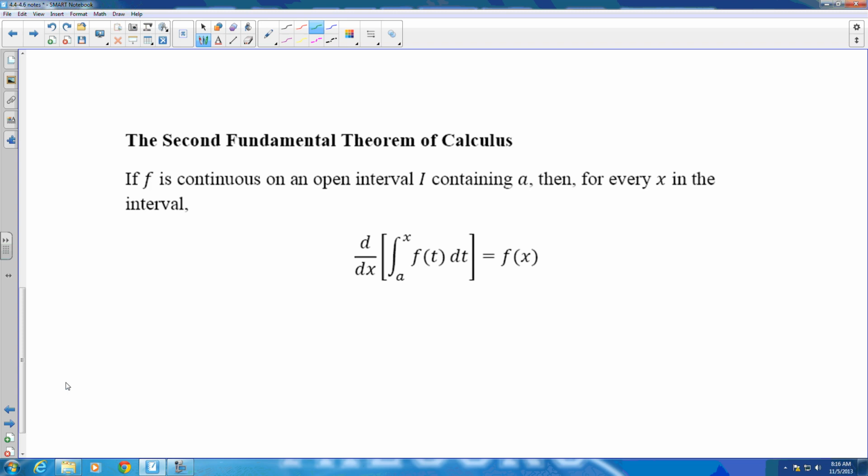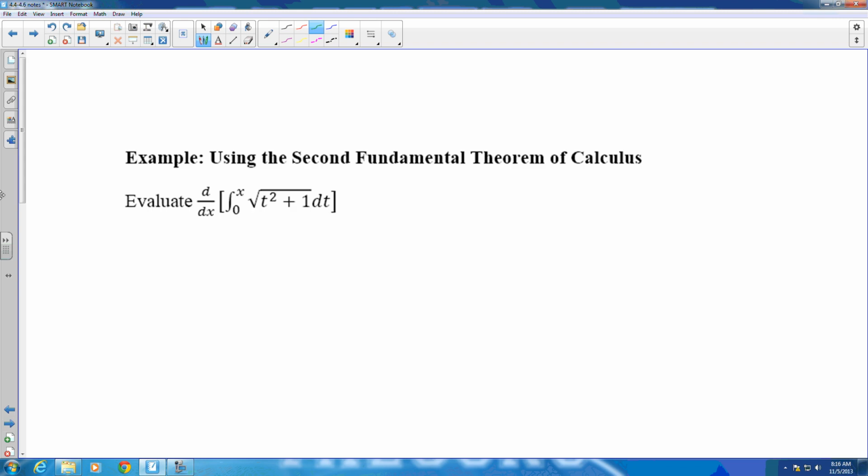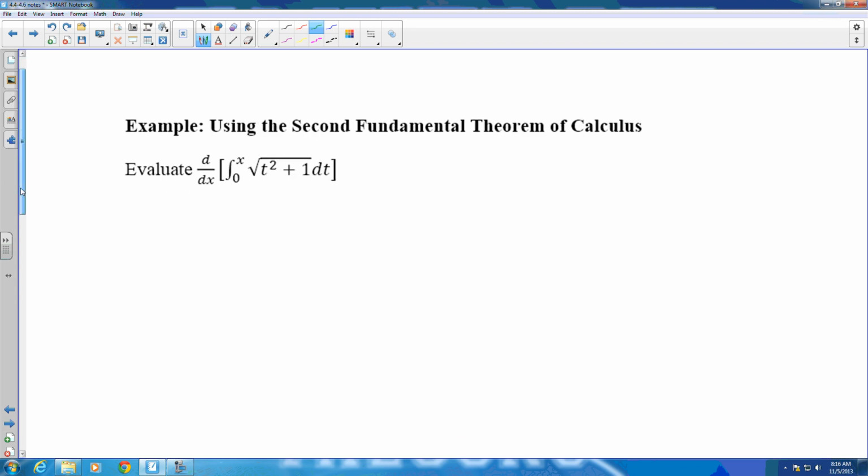Okay, so the second fundamental theorem is if we have a continuous function on an open interval that contains a, then for every x in the interval, the derivative of the integral from a to x, all you have to do is plug in the x, because what happens with a derivative and an integral? They cancel each other. So we just have to plug in x into the function, and that is it. So here's an example of that. We have from 0 to x the integral of square root of t squared plus 1 dt, but we're taking the derivative of that, so they cancel. The only thing we need to do is put the x in for t.